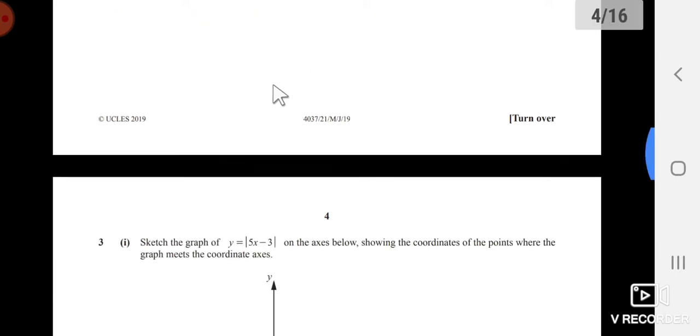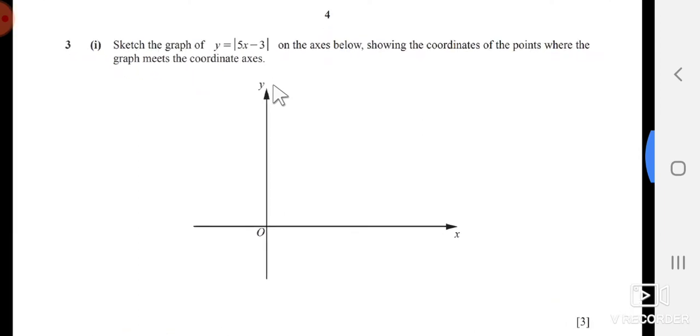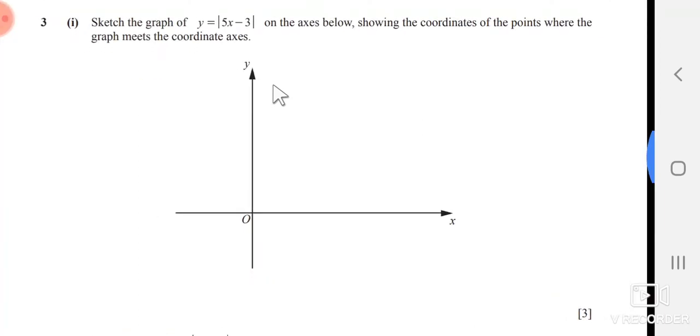Now my next question: here you see this is an absolute function. The simple rule of thumb is just ignore the absolute sign, and then this becomes y equals 5x − 3. This is a straight line, just plot it and sketch and extend this line, and you see which part is below the x-axis. Just reflect that part in the x-axis. This way you can get the required shape of this graph, and this is basically a V-shaped graph.